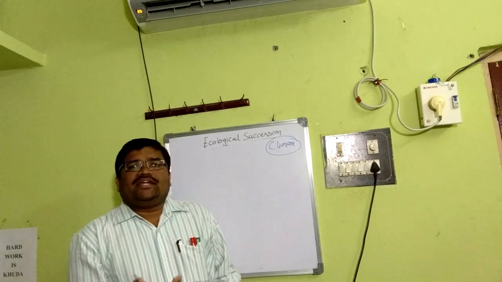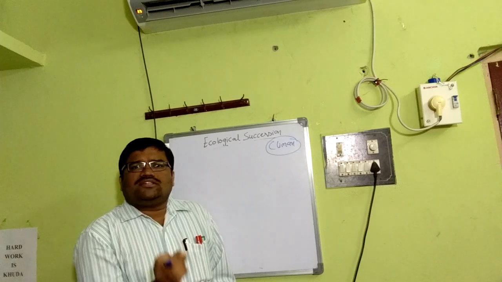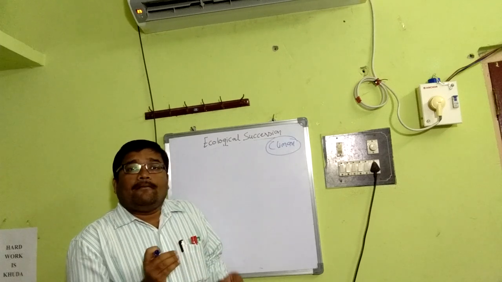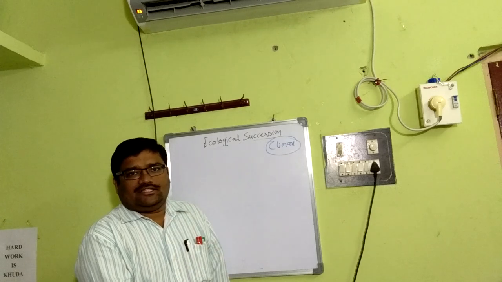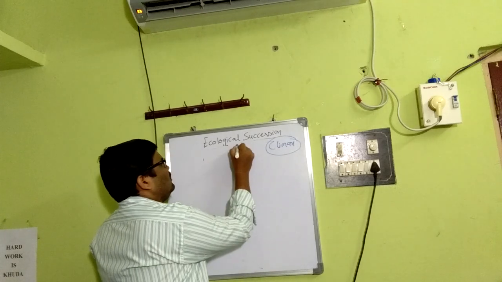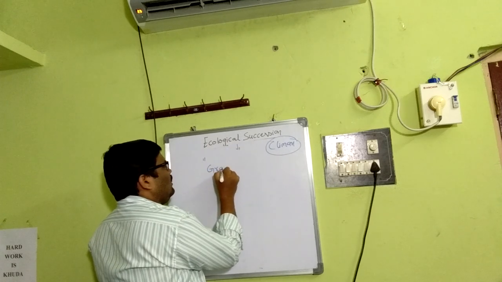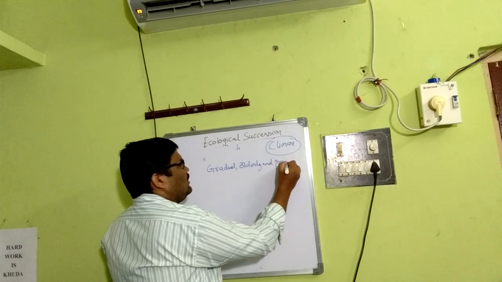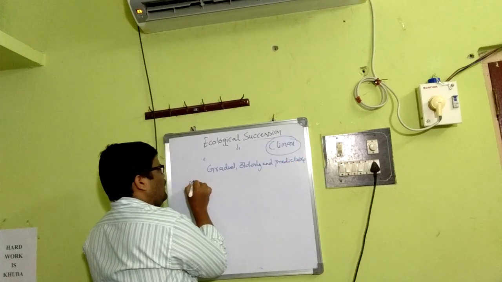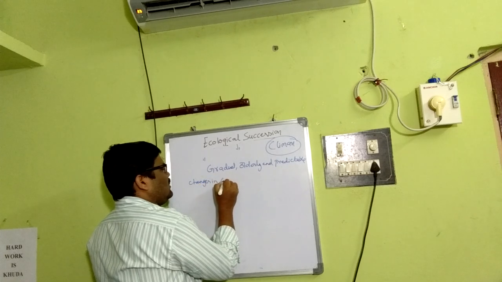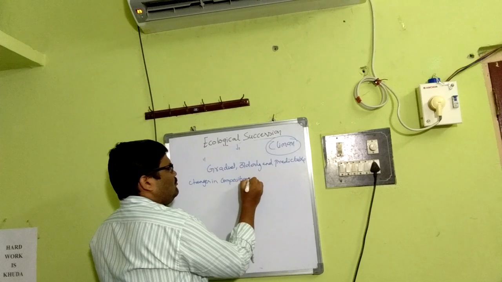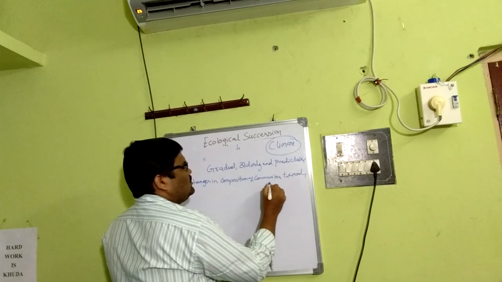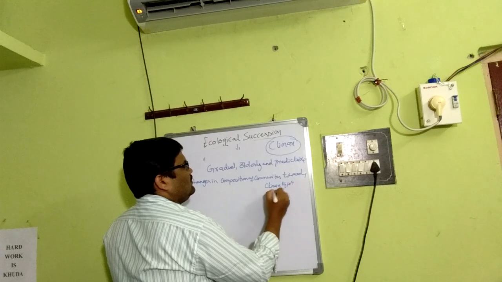Ecological succession, the word implies succession. Smith, a famous ecologist, defined ecological succession as gradual, orderly and predictable changes in the composition of communities towards the climax type. The most important words are gradual, orderly, and predictable changes in composition of communities towards climax type. This is very important.